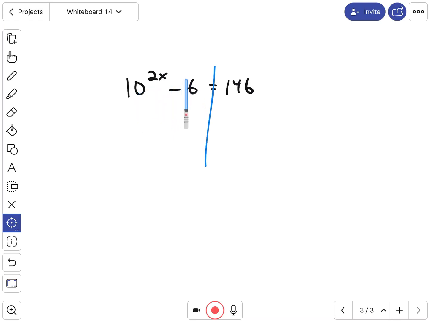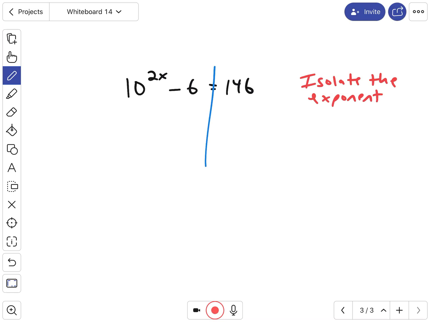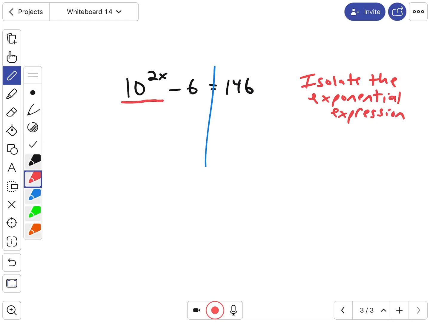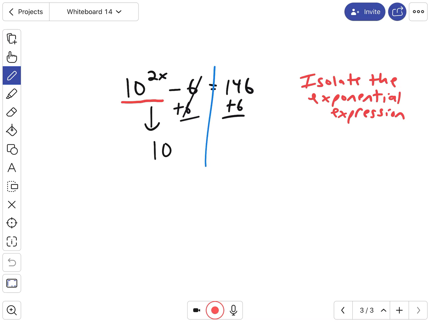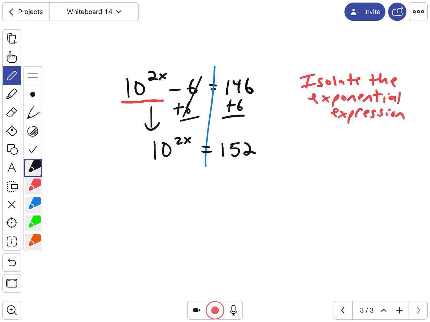However, this minus 6 should be moved over. If we can, we want to isolate the exponential expression, which is this. We want to get this by itself. So in order to do that, we're going to move that negative 6 first by adding 6. And so now we have that expression by itself. And then we can convert it. So let's convert this now.